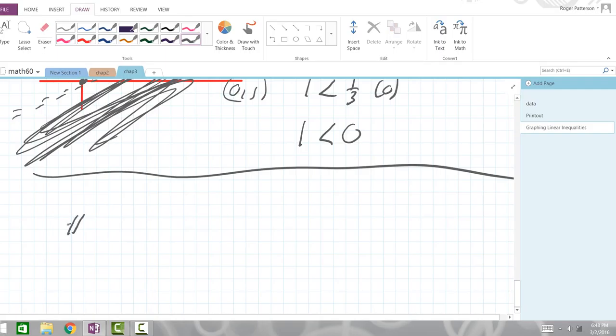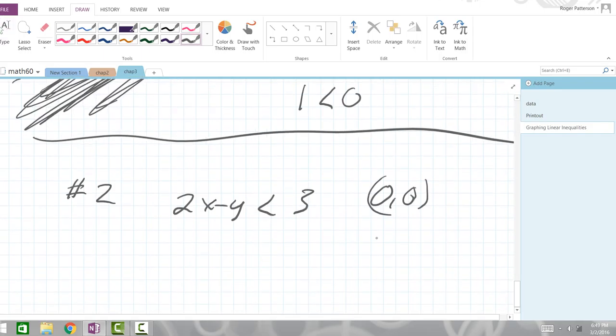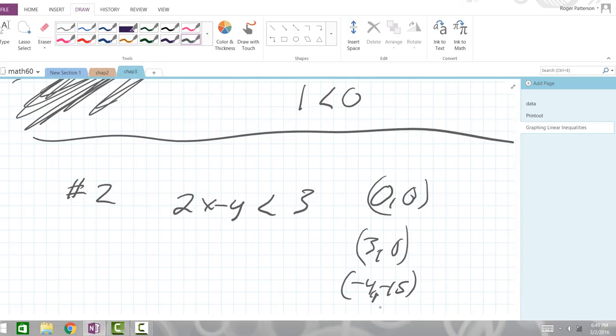I want to look at number 2. Says 2x minus y is less than 3. 0, 0. 3, 0. -4, -15. Question is, determine whether each ordered pair is a solution of the given inequality. So we want to know if any of these are solutions to that. Any ideas on how we can figure that out?